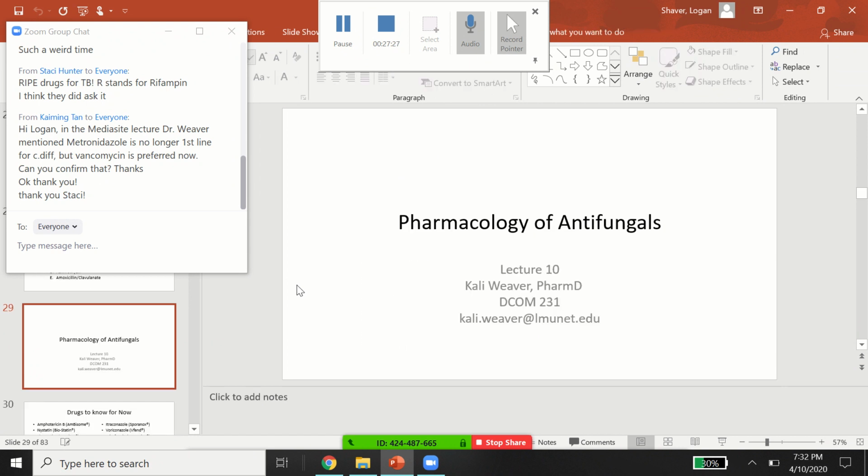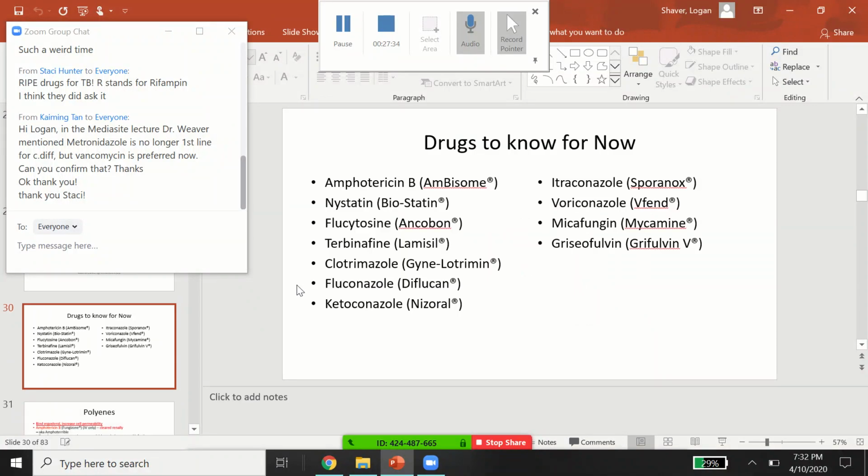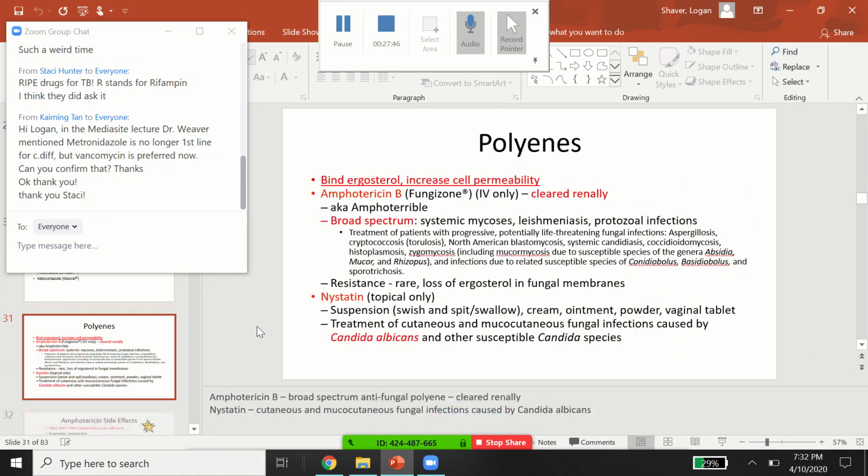But yeah. Now on to pharmacology of antifungals. All right. So this one, I don't think it's very long, honestly, but we'll just get right through it. So, drugs to know for now. Like I said, I left these in here just in case you didn't read any of them. But more than likely, the ones that are in red are going to be more high yield.